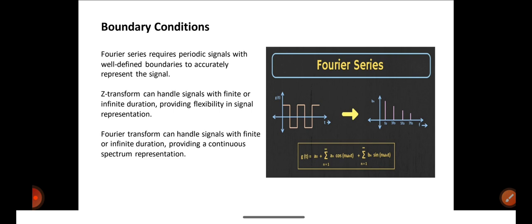Boundary conditions. Fourier series requires periodic signals with well-defined boundaries to accurately represent the signals. Z transform can handle signals with finite or infinite duration, providing flexibility in signal representation. Fourier transform can handle signals with finite or infinite duration, providing a continuous spectrum representation.